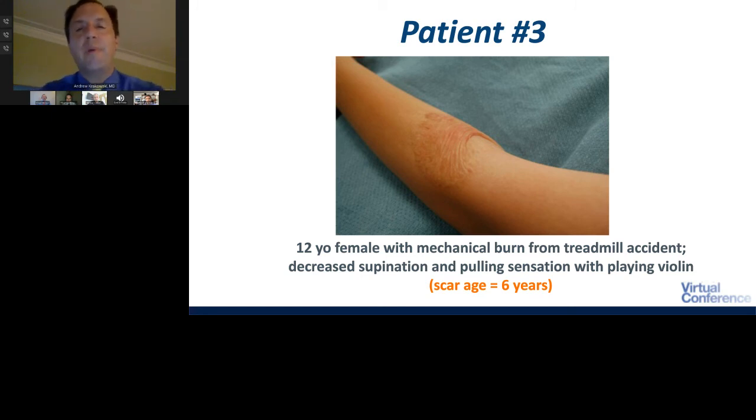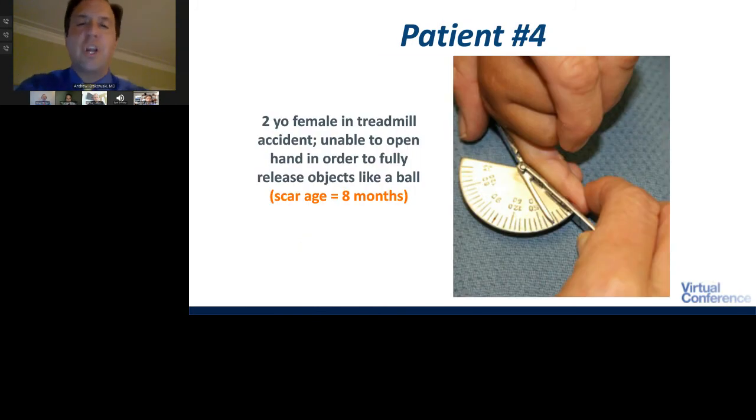Patient 4 is probably my favorite patient. Unfortunately, another treadmill injury: a 2-year-old who had started to become right-handed. That's a very important milestone in the world of pediatrics. You don't mess with handedness. If the kid's going to be a left-handed pitcher, you don't try to force him or her to be a right-handed pitcher, and vice versa.